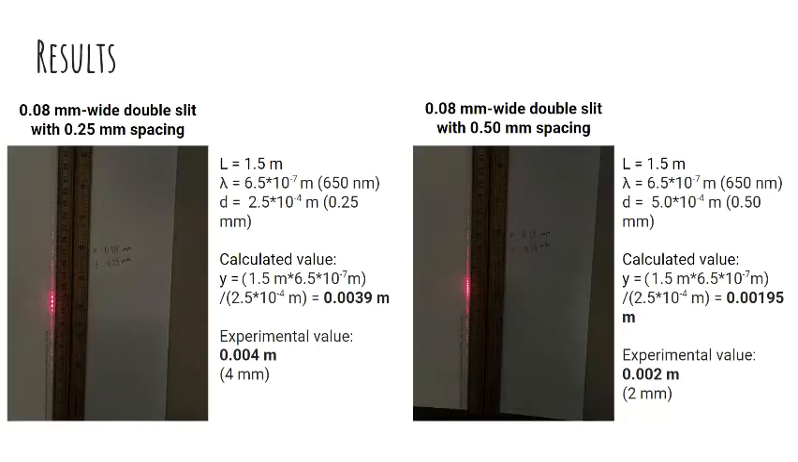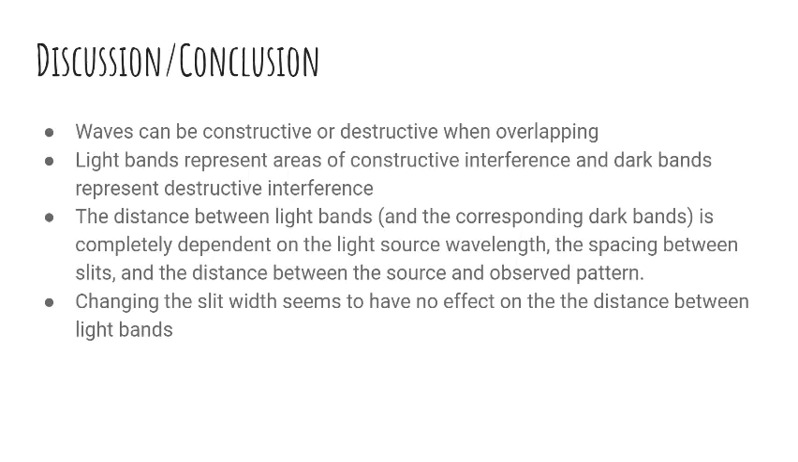Doubling the slit width from 0.04 to 0.08 millimeters, we found that the distance between the bands was exactly the same as with the 0.04 millimeter wide double slit. Therefore, there is no observable difference that occurs when slit width is doubled. Our experiment was a success.